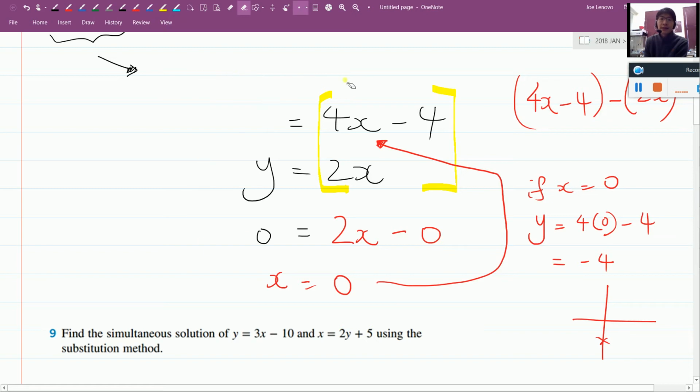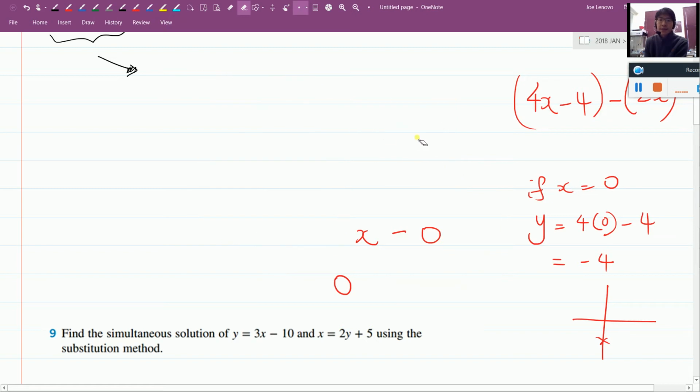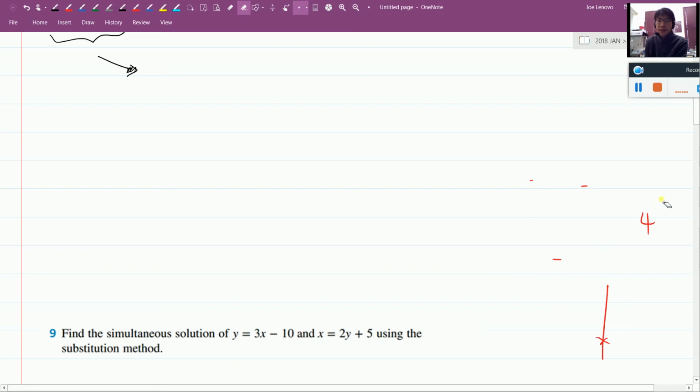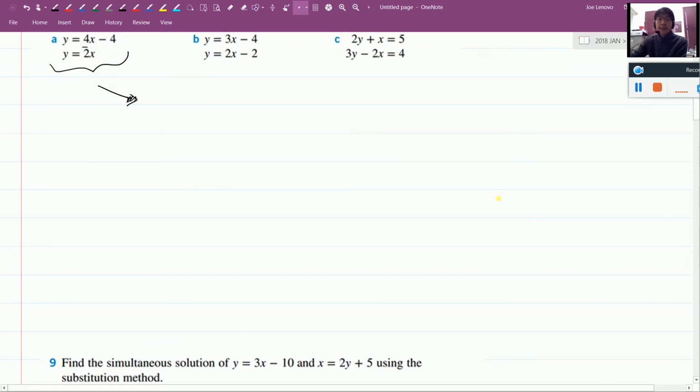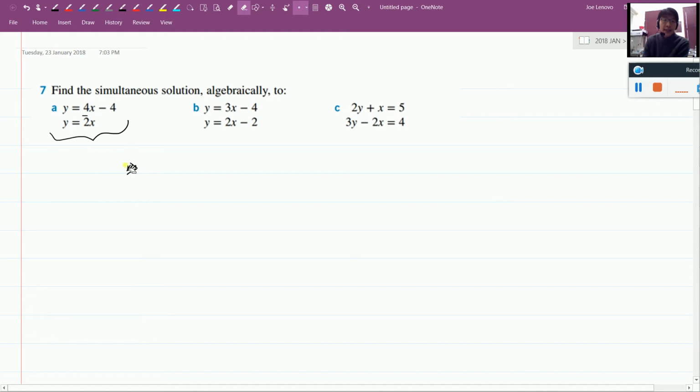So let's have a look at the second one. Like before, if you realize that the video is going way too slow, just fast forward. You control the speed yourself.